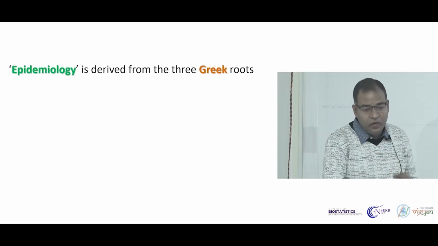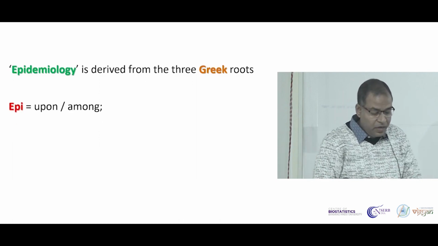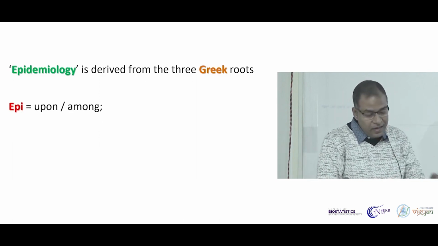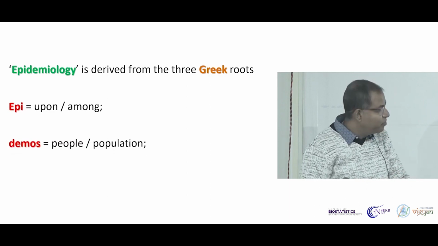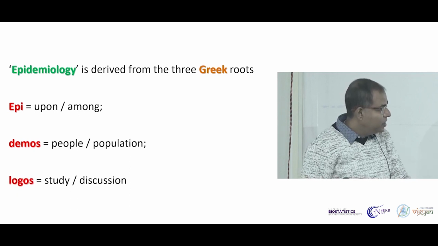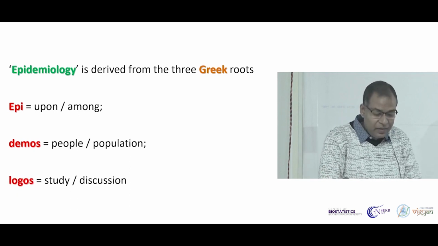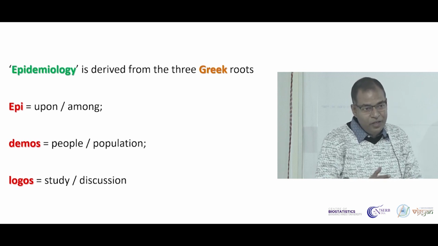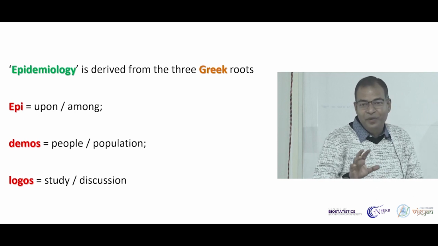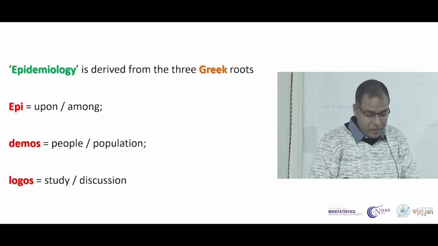The word epidemiology has come from three Greek roots. One is epi, that means upon or among; demos, that means the people or the population; and logos, the study or the discussion. So anything that is studied among the population is basically known as epidemiology, right? So it is on the population level.